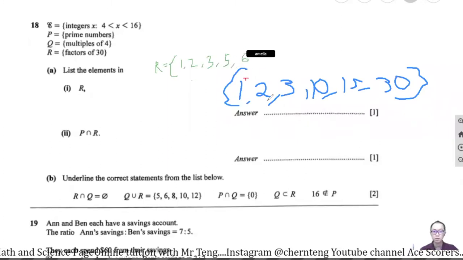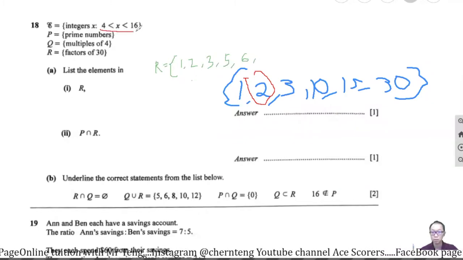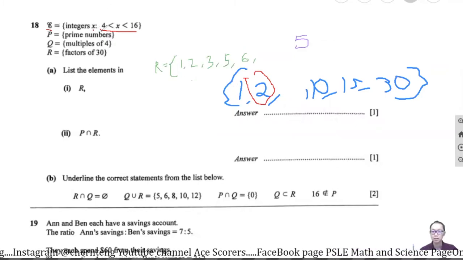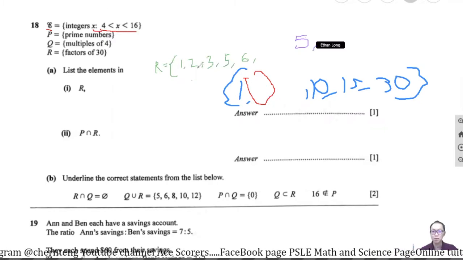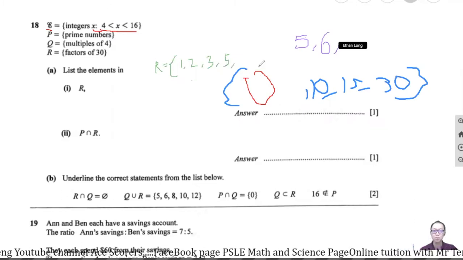How come got 2? The number is 4 to 16. Right, see? Epsilon, X. The numbers are between 4 and 16.